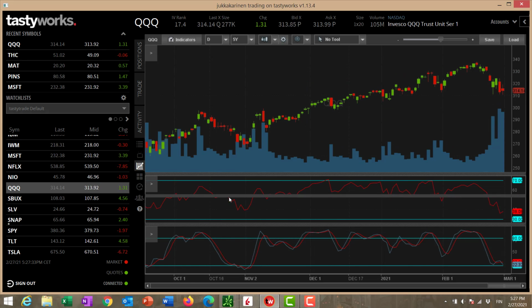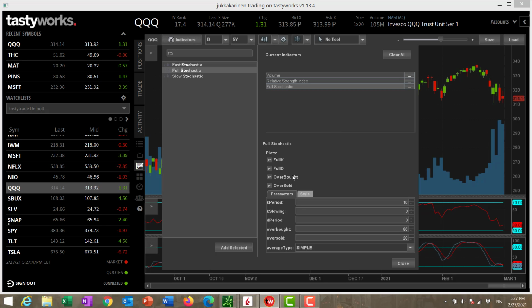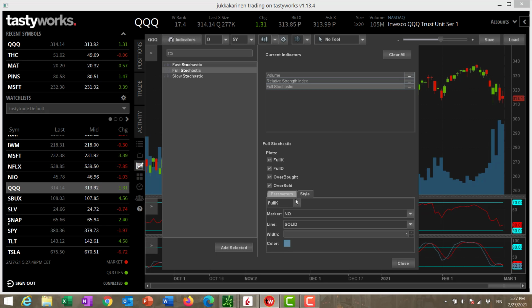I don't use this to trigger anything. Not really. Except that this could actually give some triggers to go along. Let's change the colors a bit. So there is the faster and the slower. So full K, I think K is the faster. So I'll make that green.